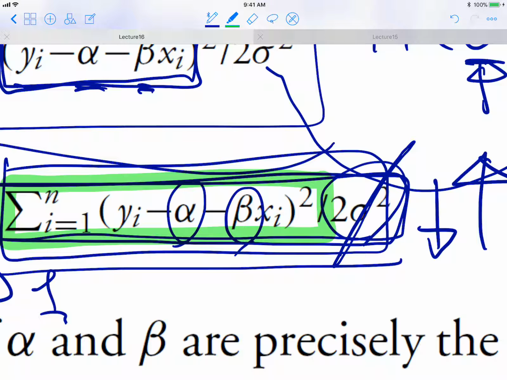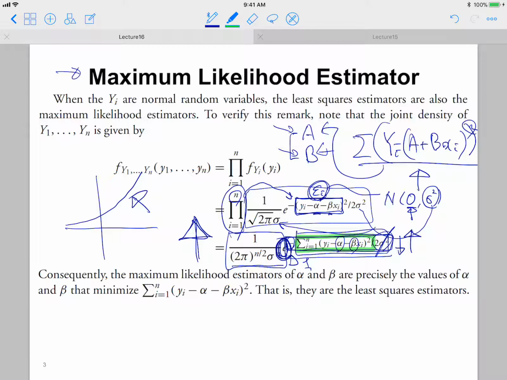And then this one will be the same as our least squares formula, right? Okay, so we can easily see that this least squares solution is the same as this maximum likelihood estimation.